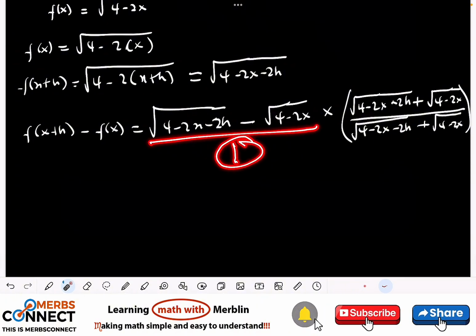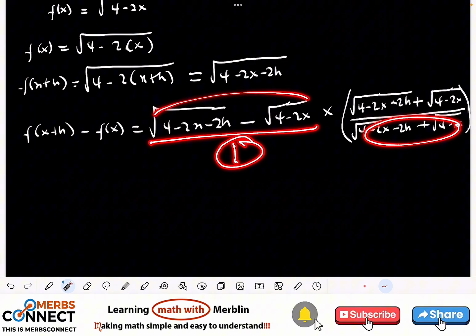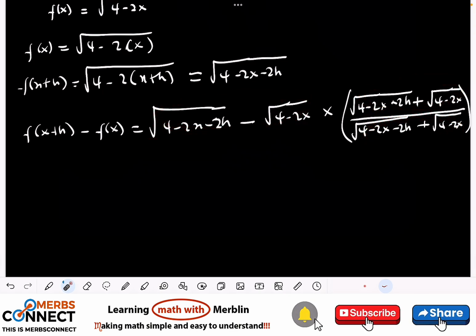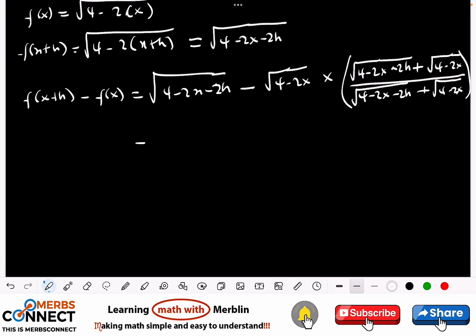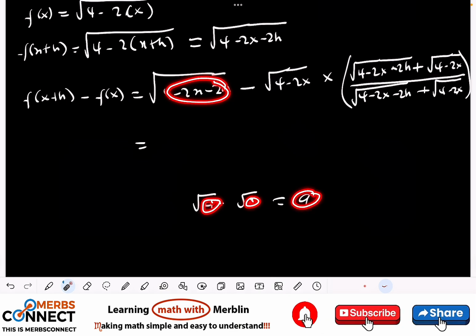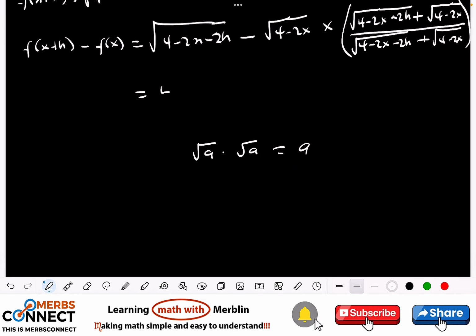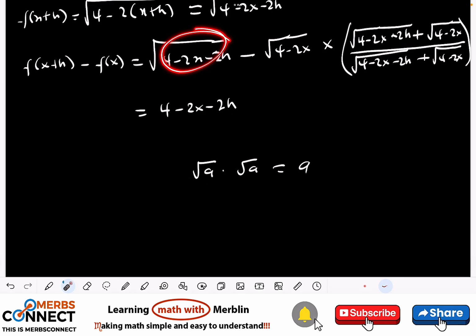So the 1 will multiply the 1 at the denominator here, and the top will also multiply the top. So let's simplify. We are going to have this function multiplied by this function. But you can see that what is under the radical is the same. We know that if I have the root of a times the root of a, this is equal to a. So since the ones under the root are the same, this and this are the same. So I'm going to have 4 minus 2x minus 2h when I multiply this and that.